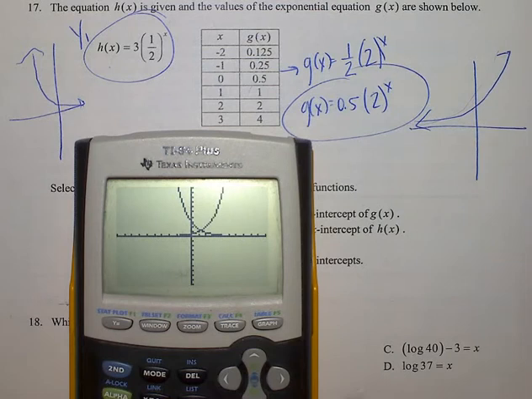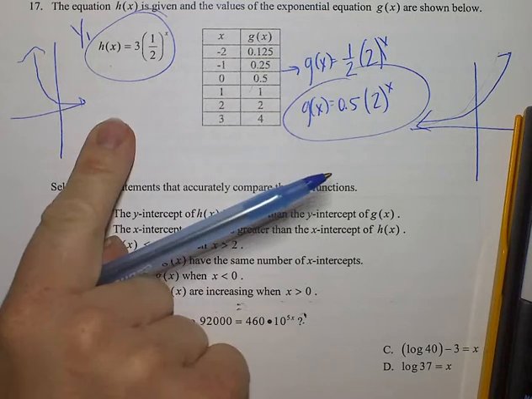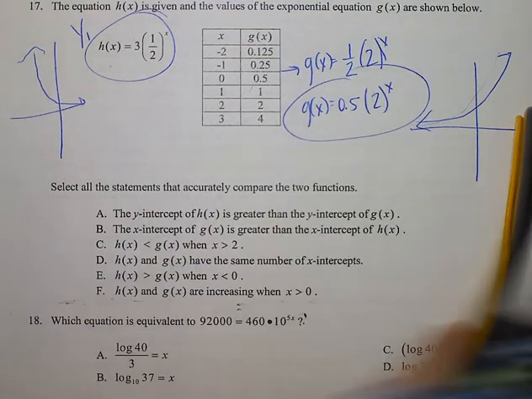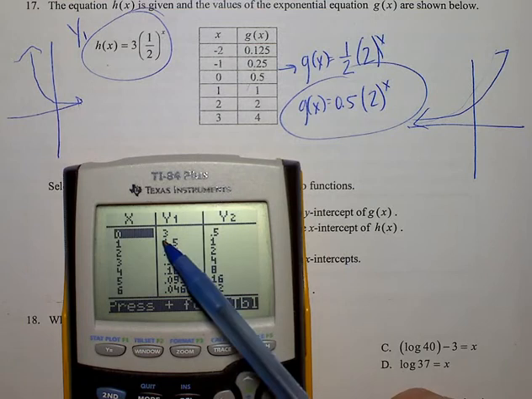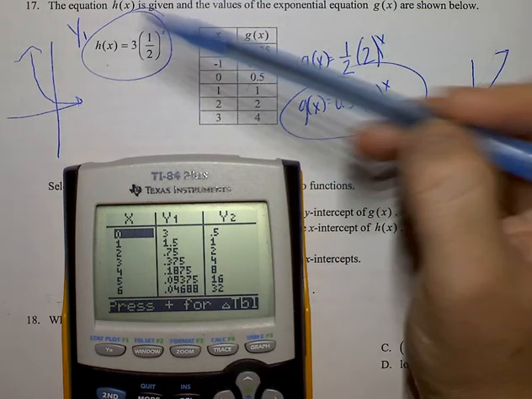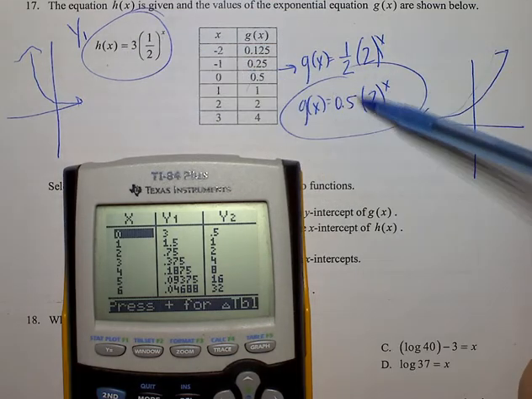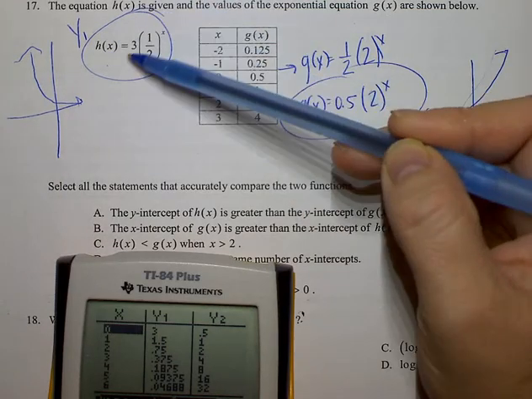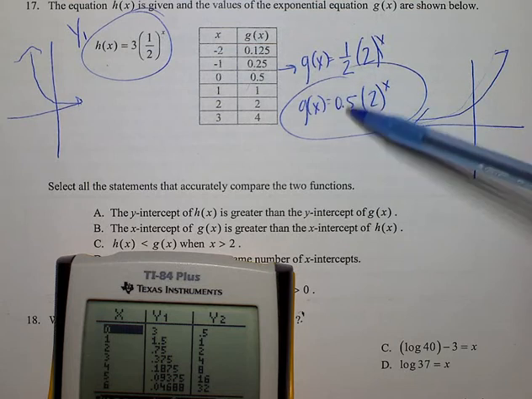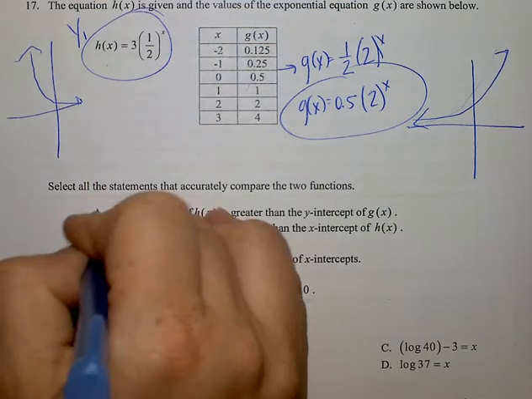Okay, so let's look at what we have. The first one says the y-intercept of this function is greater than the y-intercept of this function. Well, let's see. Do second graph, and I'll show you in a second how we could just look at the actual equations. But I can see this is 3 and this is 0.5. This tells you the y-intercept. So the first one says the y-intercept of this function, 3, is greater than the y-intercept of this function, 0.5. Is 3 greater than 0.5? Circle.